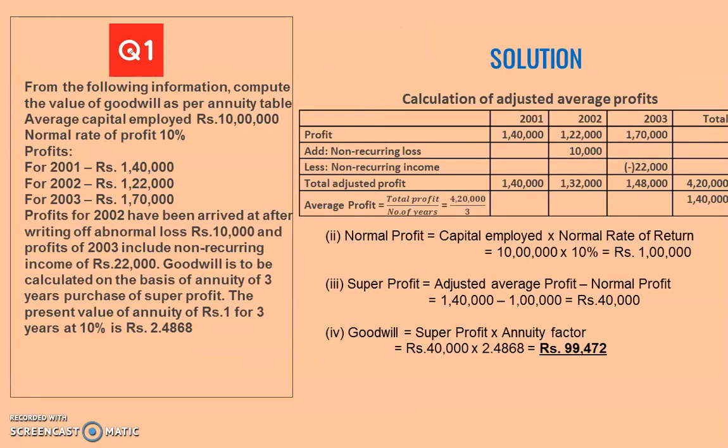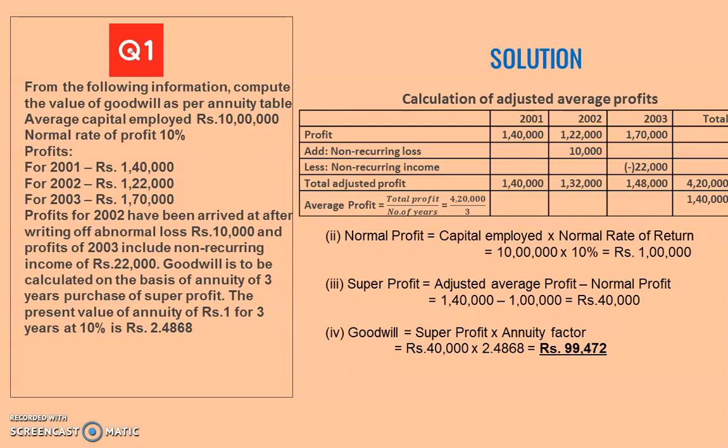Problem number 1. From the following information, compute the value of goodwill as per annuity table. Average capital employed is 10 lakh, normal rate of profit is 10%. Profits for the years 2001, 2, 3 are given. Profits for 2002 have been arrived at after writing off an abnormal loss of 10,000. So 1,22,000 in 2002 is not the profit actually earned by the company. It has been adjusted with the abnormal loss of 10,000, so we have to add back this abnormal loss of 10,000 to get the actual profit earned by the firm.